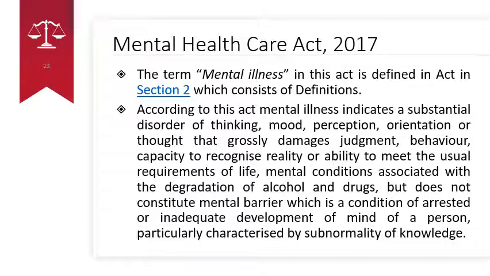The term mental illness was defined in Section 2 of the Mental Health Care Act 2017 as follows: mental illness indicates a substantial disorder of thinking, mood, perception, orientation, or memory that grossly damages judgment, behavior, capacity to recognize reality, or ability to meet the ordinary demands of life. It includes mental conditions associated with the abuse of alcohol and drugs, but does not include mental retardation, which is a condition of arrested or incomplete development of mind of a person, particularly characterized by subnormality of intelligence. So, a comprehensive definition of mental illness was given in Section 2 of the Mental Health Care Act 2017.